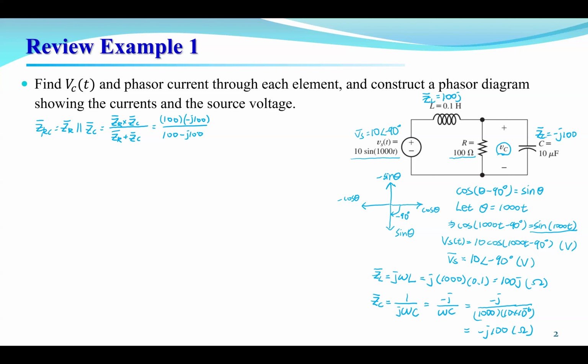And for the division of impedances, it's better to convert the phasor into its polar form. So if we convert the numerator into polar form, the amplitude is 10 to the power of 4, and because it's minus j, the angle is minus 90 degrees.